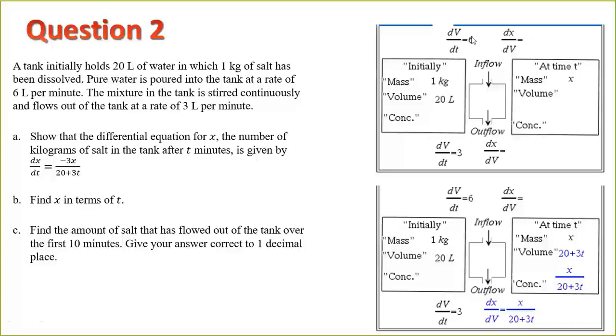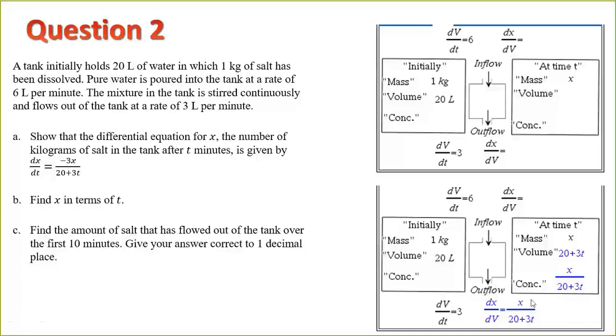Now, like in the previous question, we have 6 litres per minute flowing in and 3 litres per minute flowing out. So the volume at any time will be the initial amount of 20 plus that change in volume. In this instance, our change will be 3t, because the difference, 6 minus 3, is just 3, giving us 3t. And like before, mass divided by volume will give us our concentration. If that's the concentration in our tank at any time, that concentration will be flowing out. So that's going to be our outflow concentration.